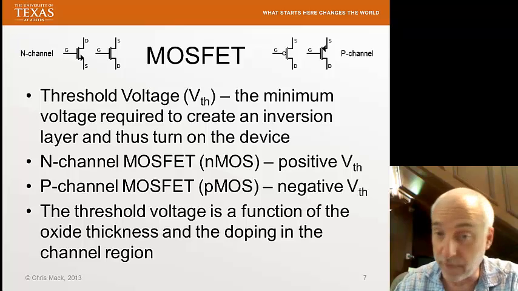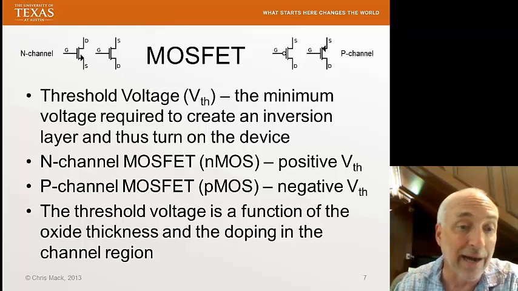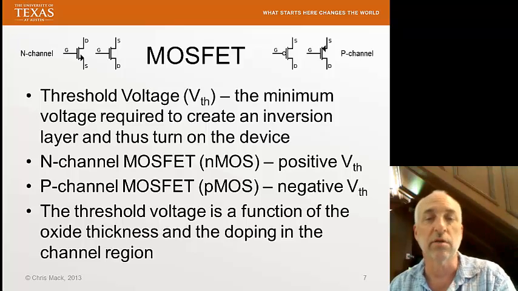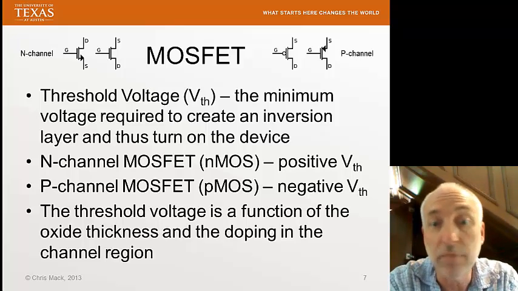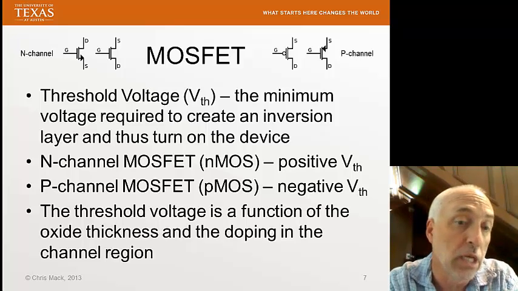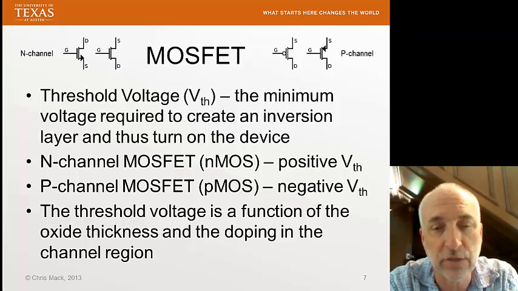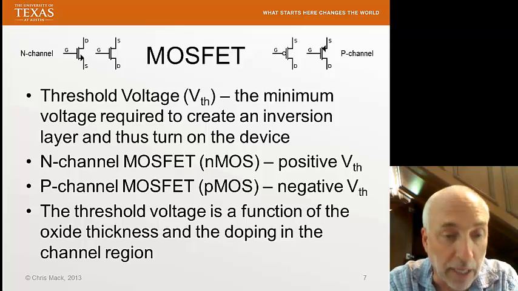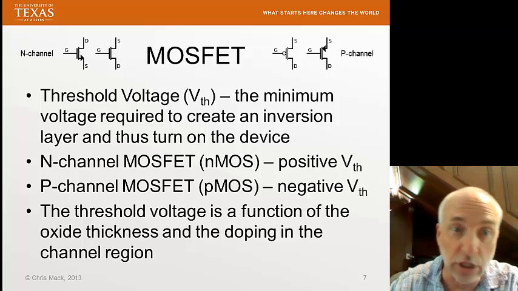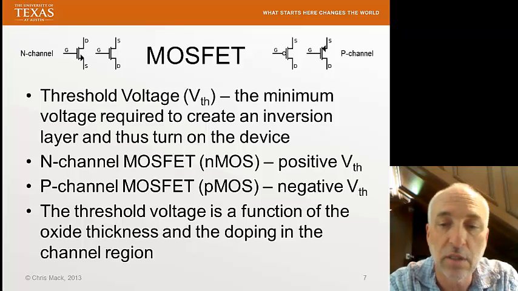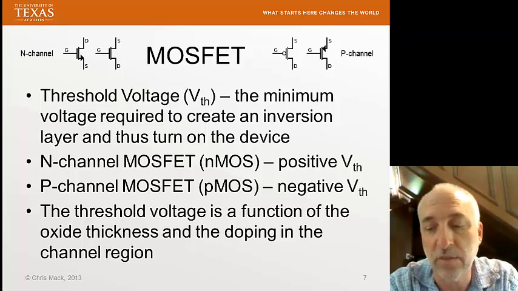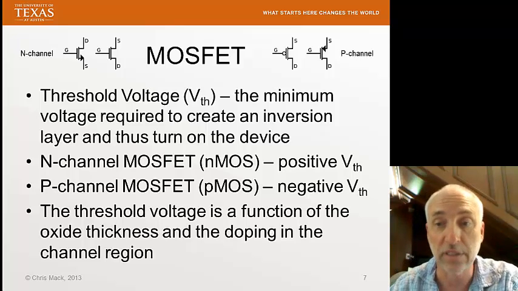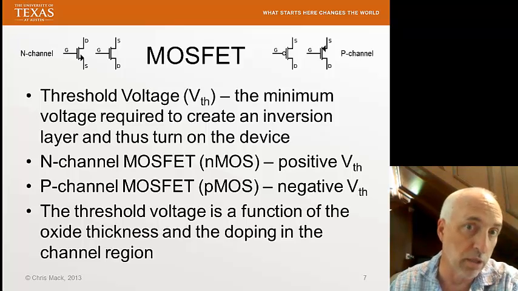This threshold voltage is a function of the properties of the material, what kind of material makes up the oxide, what kind of material makes up the metal, but it's also a function of the oxide thickness and the doping in the channel region. So in fact, we can adjust the threshold voltage by changing the oxide thickness, which is something that's easy to do in our processing, or by changing the doping in the channel region, in the region just below the oxide. And so this doping of the channel region turns out to be very important to adjust to get exactly the threshold voltage we want for our circuits.